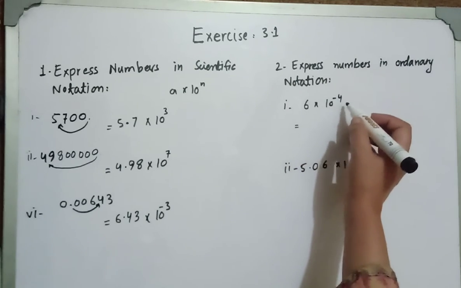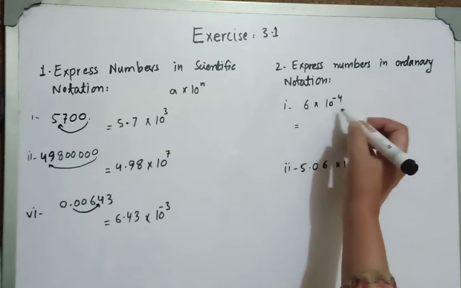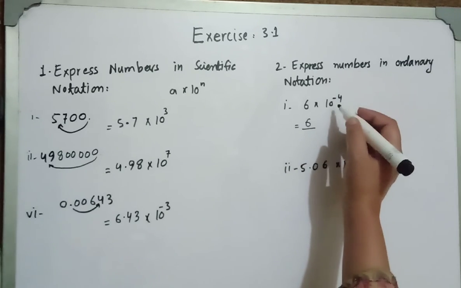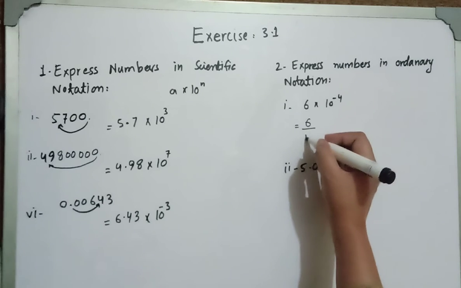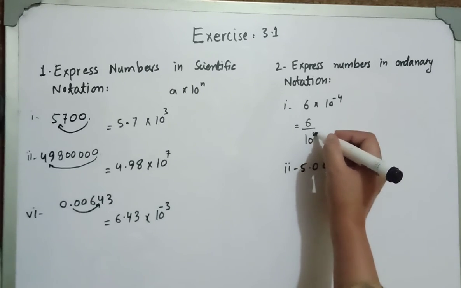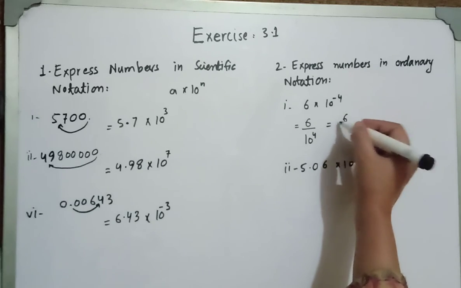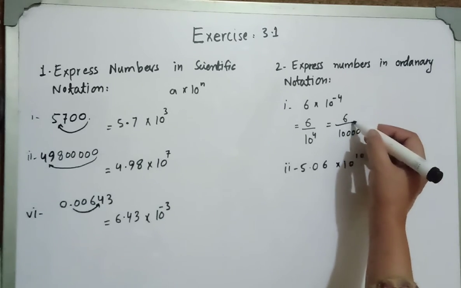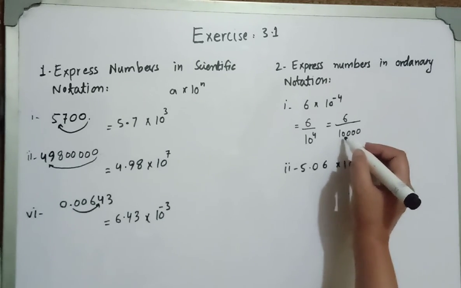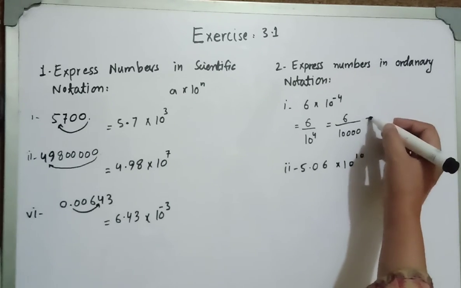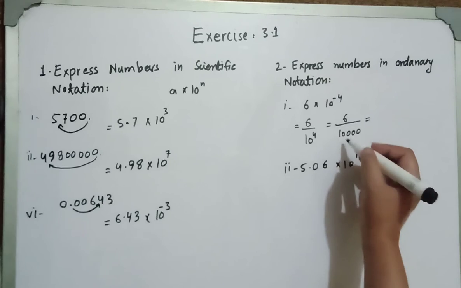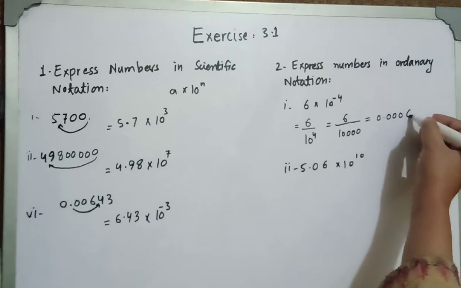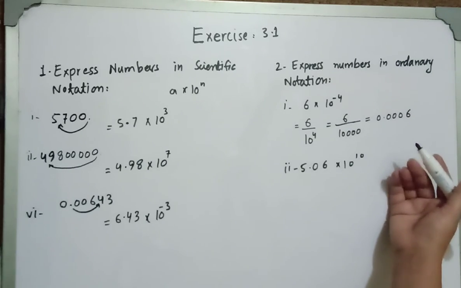Here we have the number 6 into 10 raised to the power minus 4. So first I will convert this power to positive, and to do that I will take it to the denominator. If the power is negative and I take it to the denominator, it will turn positive. So now it's 6 over 10 raised to the power 4, which means 1 and 4 zeros. Now you're going to divide 6 by this 10,000 and the answer will be 0.006.